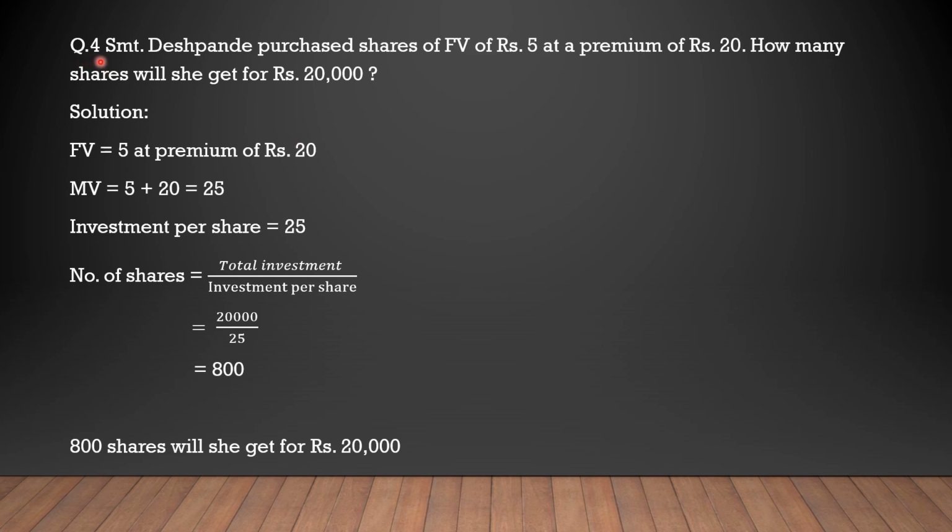Question number 4. Shrimati Deshpande purchased shares of FV rupees 5 at a premium of rupees 20. How many shares will she get for rupees 20,000?